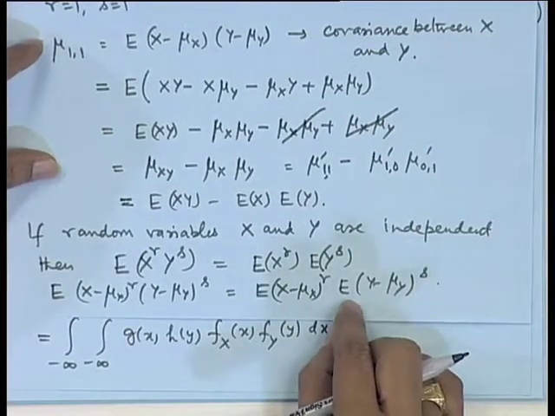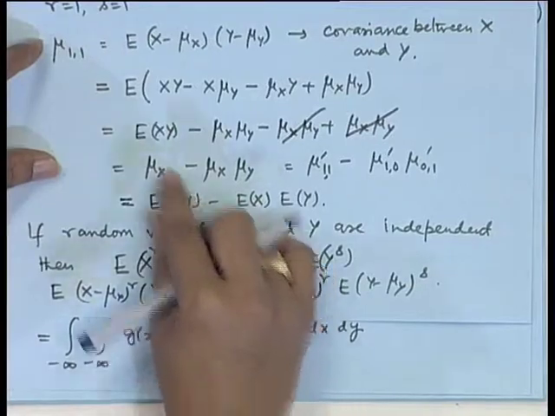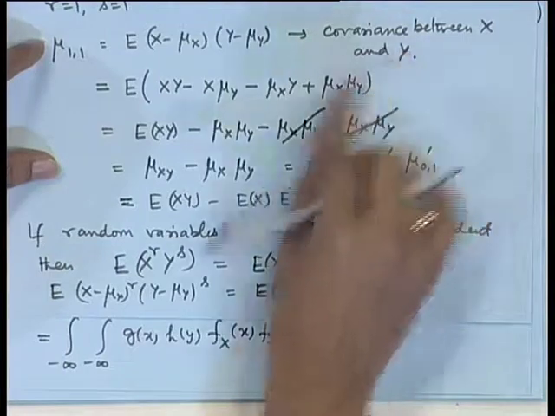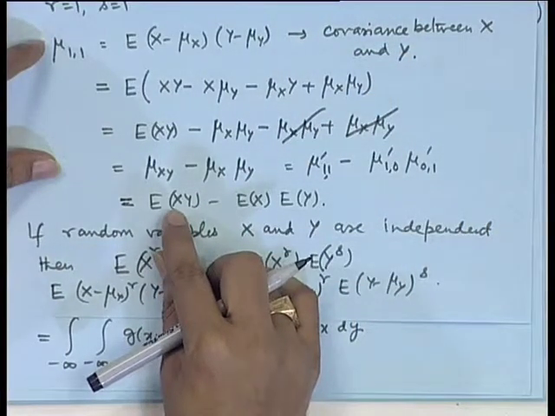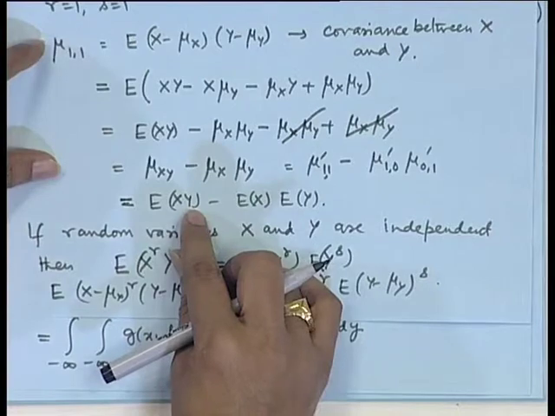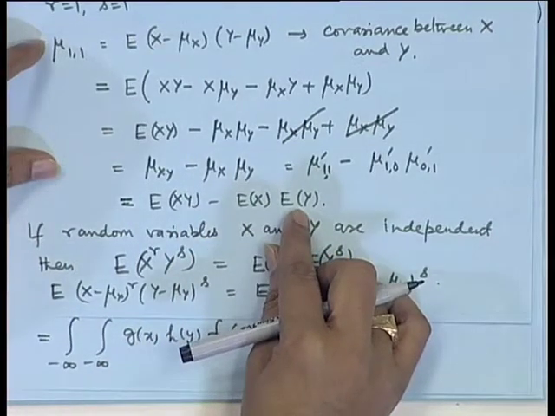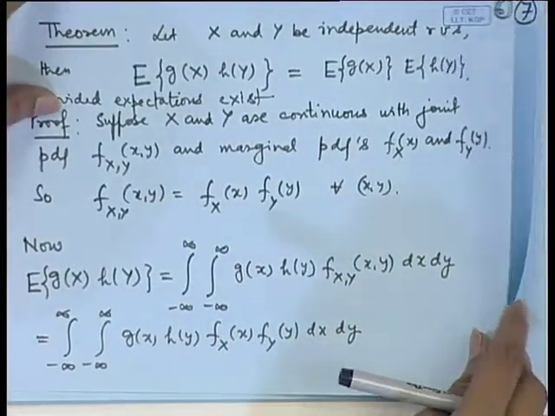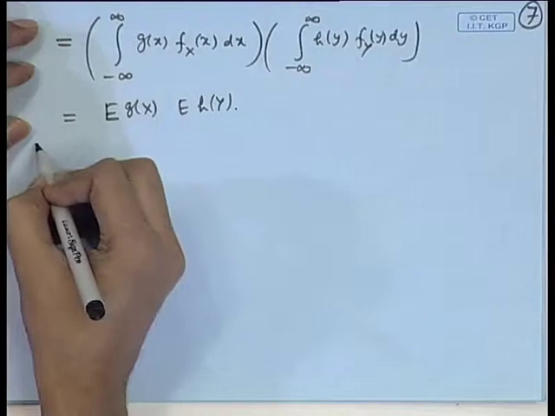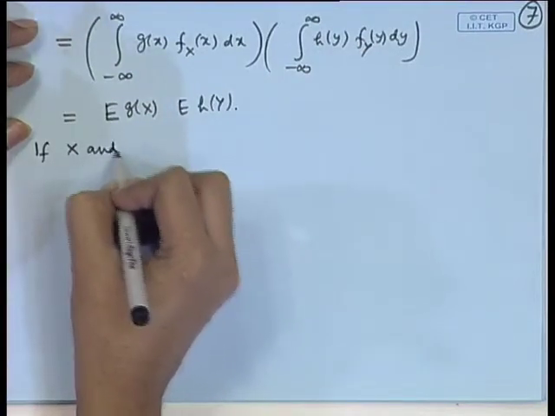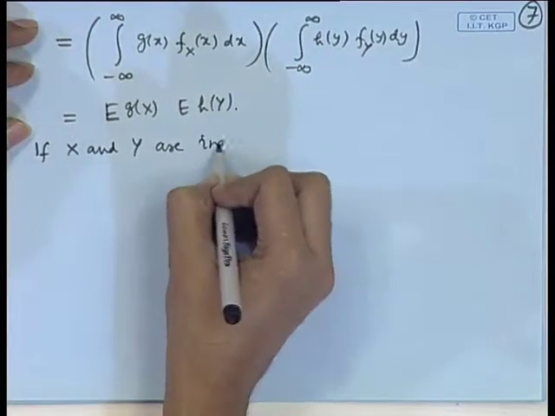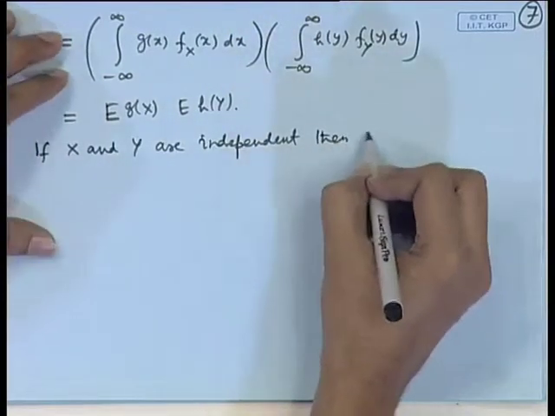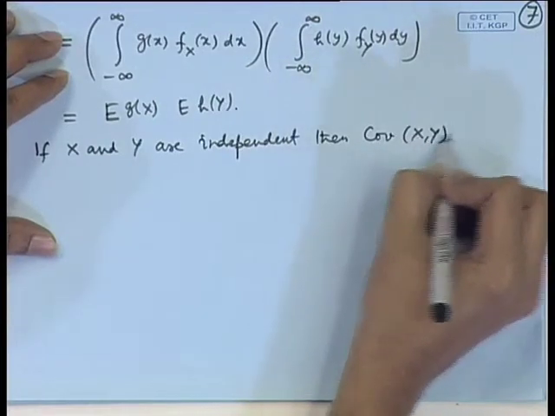Now, if we make use of this condition on the first central product moment, which we call the covariance, then expectation of x into y will be equal to expectation x into expectation y, and therefore, covariance term will become 0. So, we have the consequence of this above theorem, that if x and y are independent, then covariance of x and y is 0.